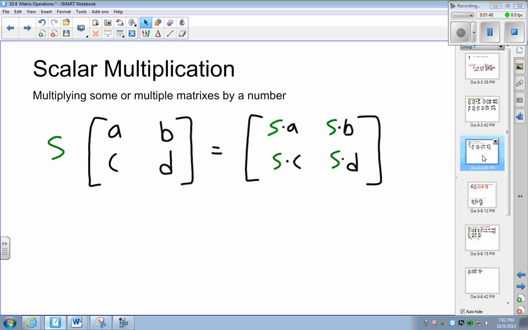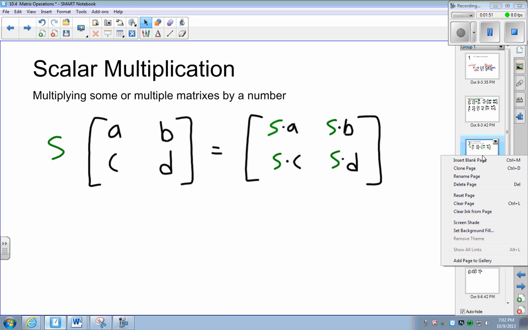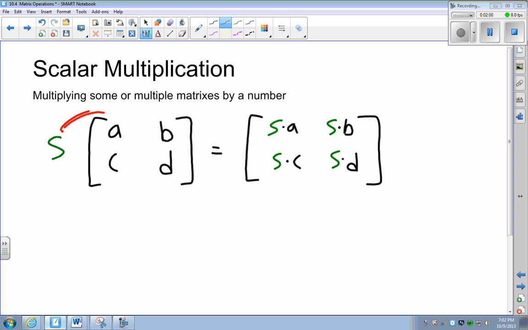Now I also want to talk about scalar multiplication. Scalar multiplication is where we multiply any matrix by some constant number. Here this S is going to be multiplied by every single one of those entries. Our final outcome is this matrix over here to the right. Notice how all the A's, B's, C's, and D's stay in the same position.